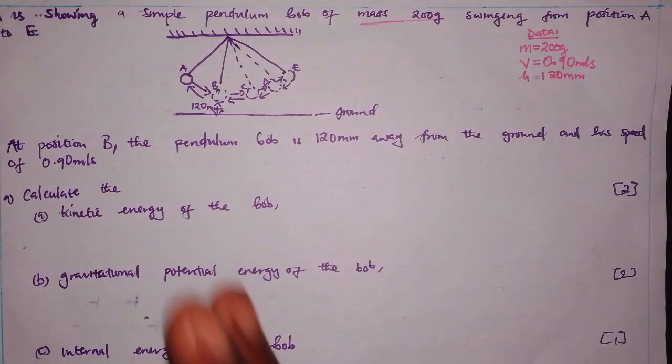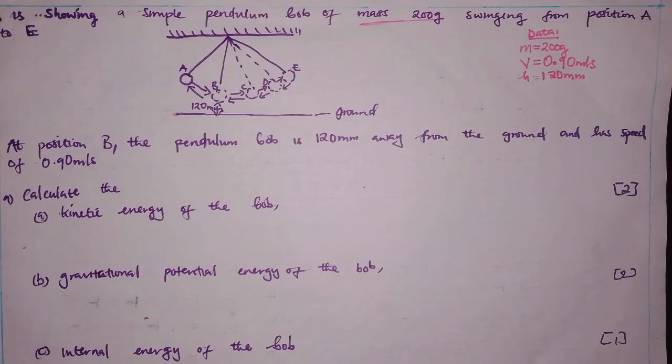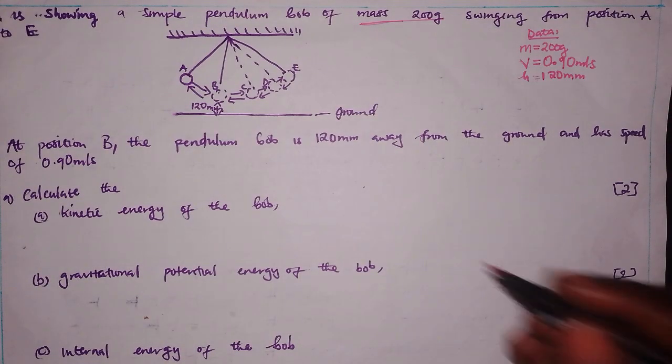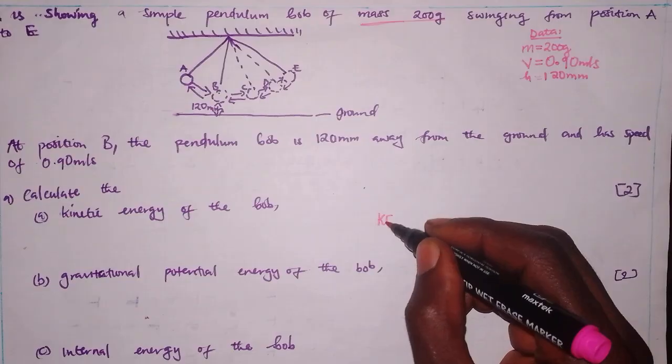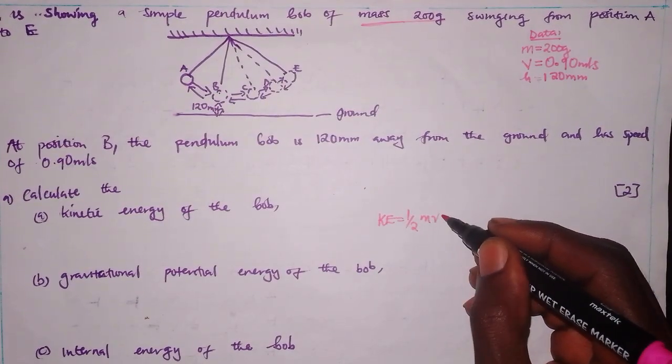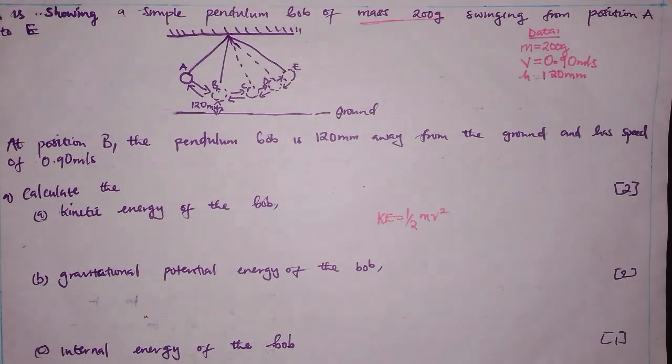So now moving on to our first question, which is saying, calculate the kinetic energy of the bob. So the first question is requiring us now to calculate the kinetic energy. How can you calculate the kinetic energy? We have the formula for the kinetic energy, which is kinetic energy is equals to half mass times the velocity squared. So this is the formula for kinetic energy.